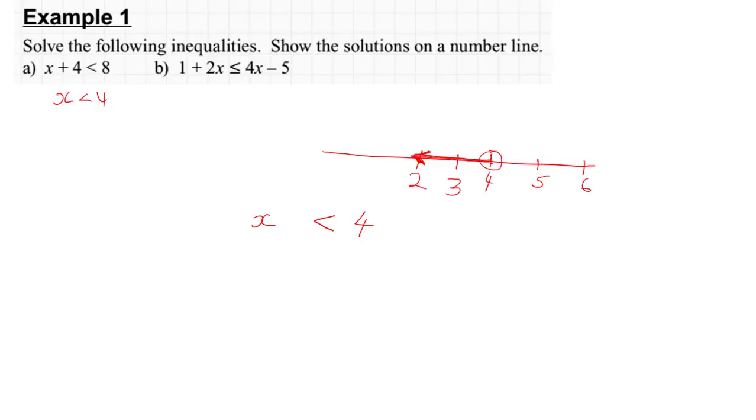Now what you normally do is draw a circle where the 4 is, where the number is, and you don't color it in because 4 is not part of the answer. The x cannot be 4. So you just draw the circle where the 4 is as a boundary, but don't color it in. Then you draw an arrow to point where the answers are. x is less than 4, so put the numbers that are less than 4, so point in that direction.